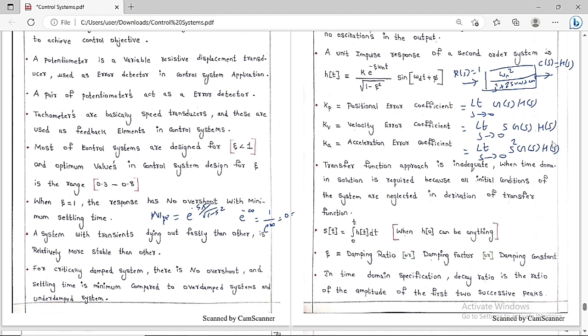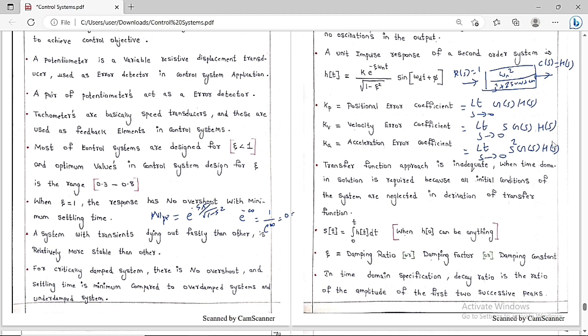The next point is the transfer function approach is inadequate when a time domain solution is required, because all initial conditions of the system are neglected in the derivation of the transfer function.